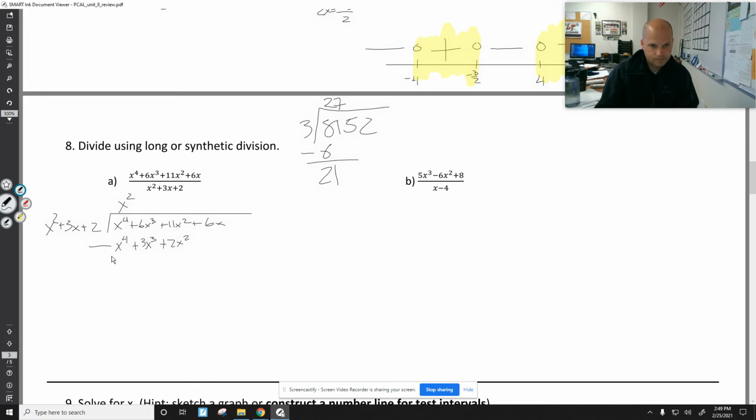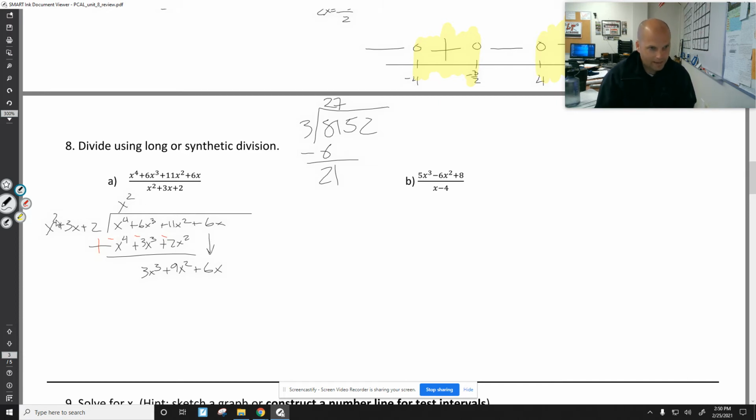Now we subtract. I don't like subtracting because people mess up, especially when we have negative numbers. I like to add the opposite. So I'm going to change this all into add the opposite. Now we start combining, and then we can bring down some stuff. 6x cubed minus 3x cubed is 3x cubed. 11x squared minus 2x squared is 9x squared.